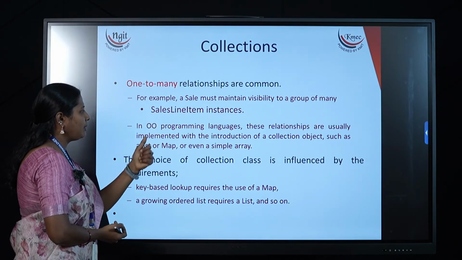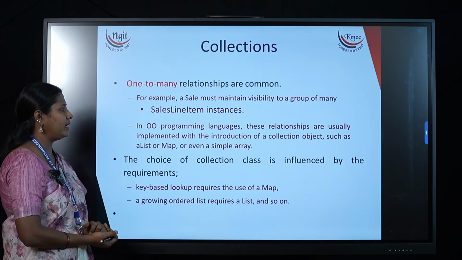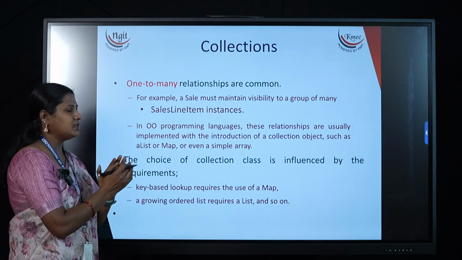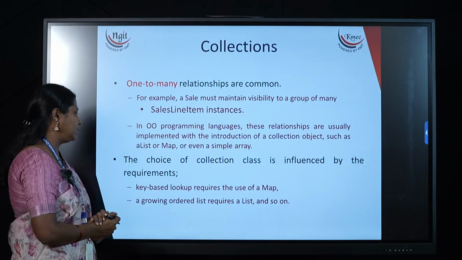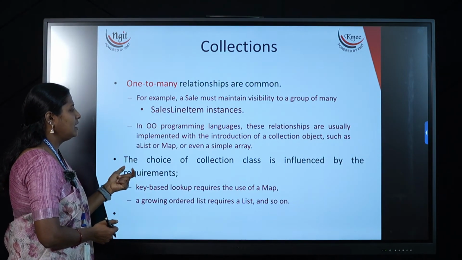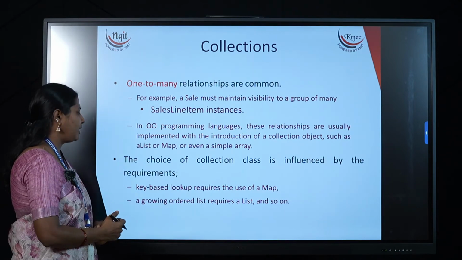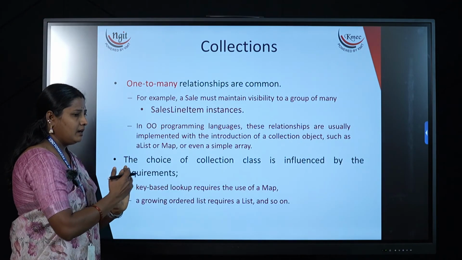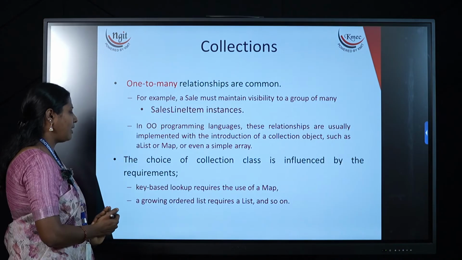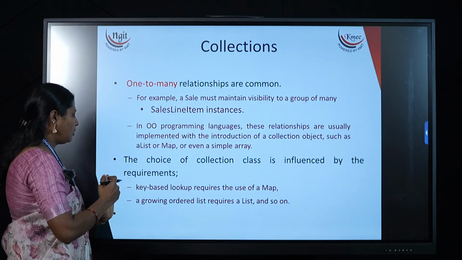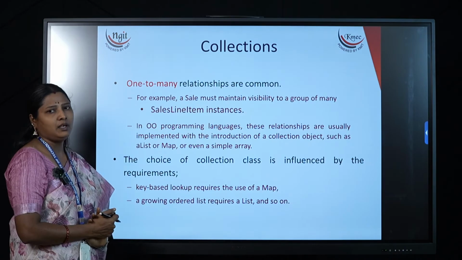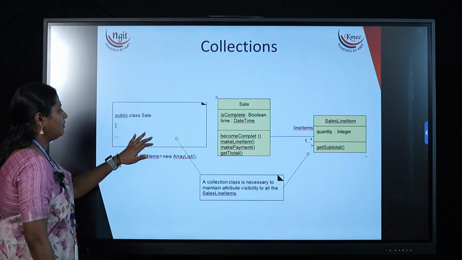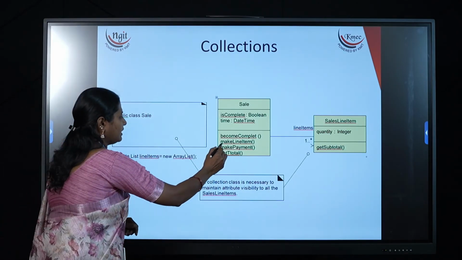So in an object-oriented programming language, these relationships are usually implemented with the introduction of collecting the objects, such as a list or map, all those simple elements which are present in your models. So choosing of collection classes is influenced by the requirements. So what kind of requirements are there? Key-based lookup is required by the use of a map. So to map that, it is related to exactly whatever the requirement is. Based on the growing order, a list is required, it is going to be checked further, and then we have to select those elements.